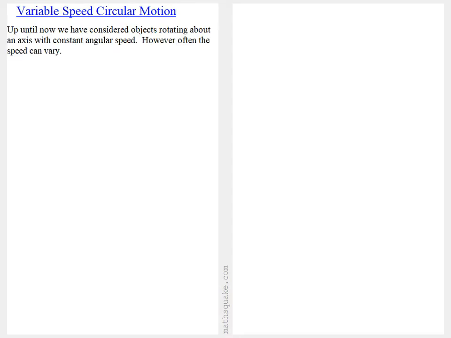So let's consider what happens when we have variable speed circular motion. Up until now, we have considered objects rotating about an axis with constant angular speed. However, often the speed can vary, but we'll still assume that the radius is constant.